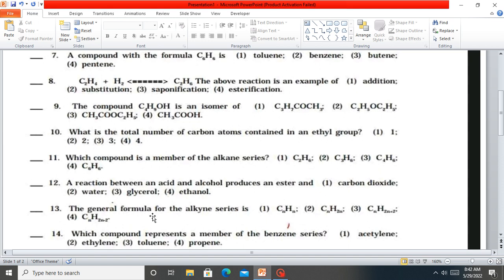The general formula for the alkyne series is CnH2n-2. So this is the general formula of all alkyne compounds.